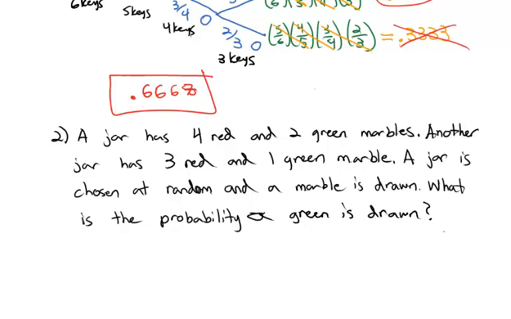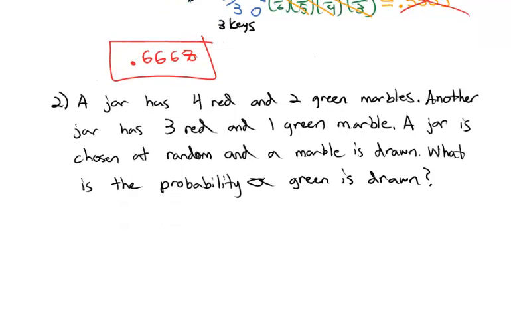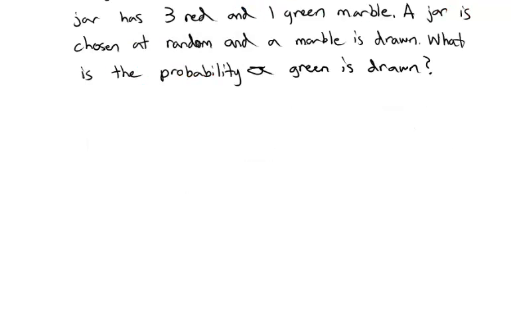Now we can't just pool these together and say, well, there's 7 red and 3 green, so there's a 3 in 7 chance. I'm sorry, a 3 in 10 chance, or a 30% chance. That's not going to work, because if I were to select the first jar, I'm much more likely to end up with a green. If I were to select the second jar, I'm less likely to end up with a green. So the jar I pick is going to directly affect and change the probabilities.